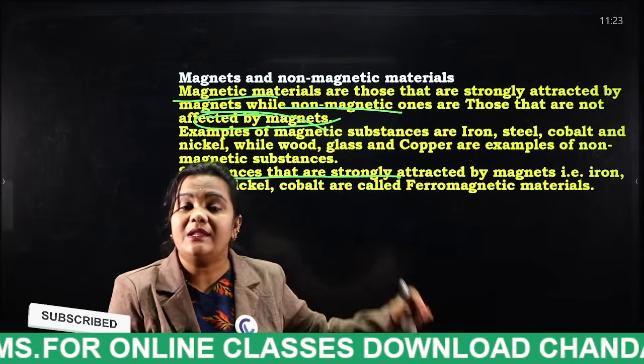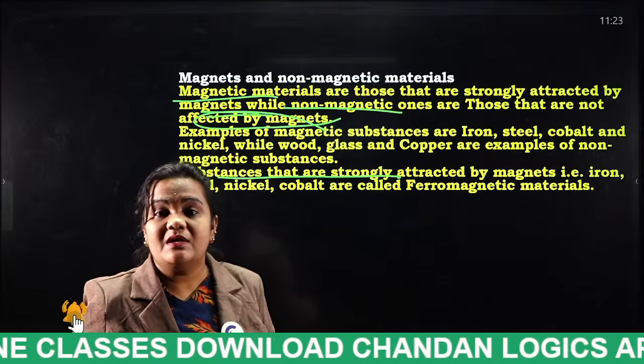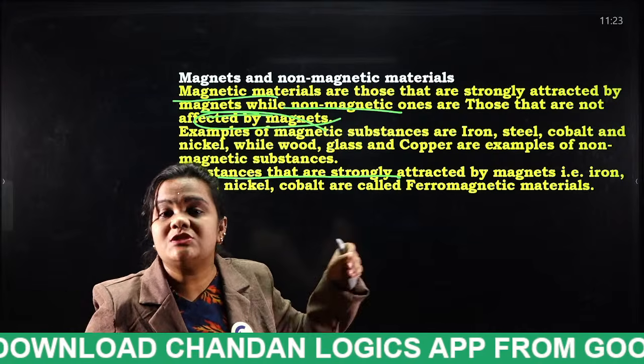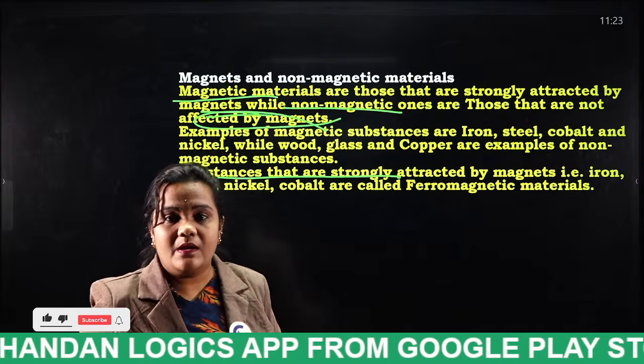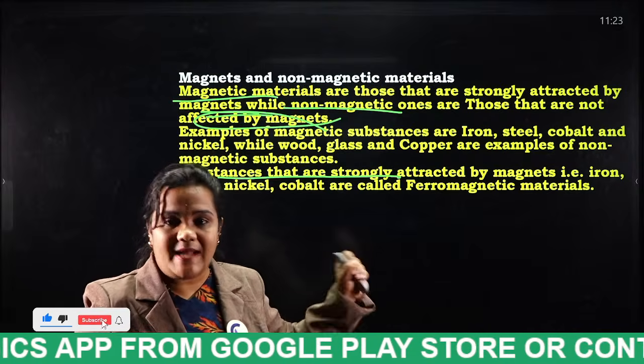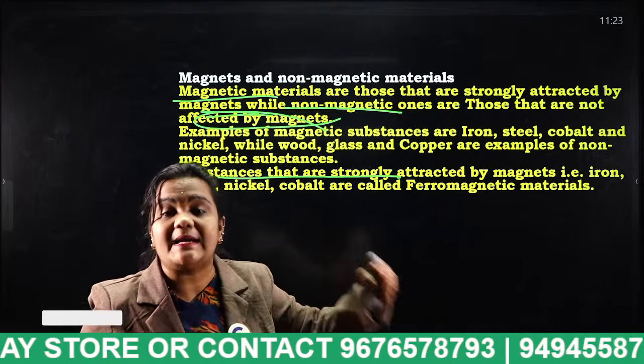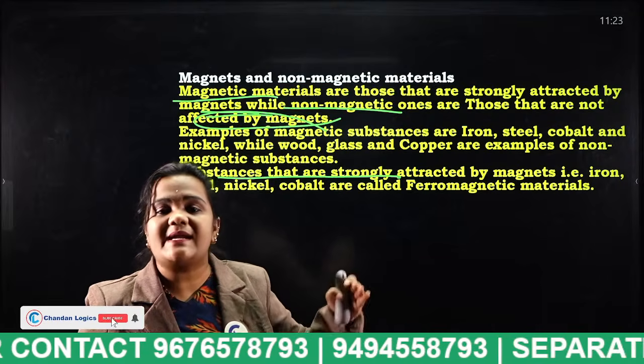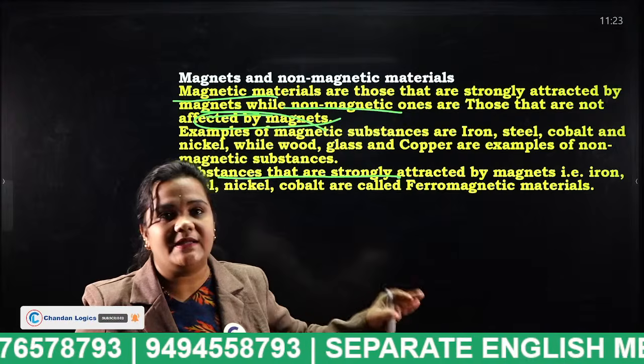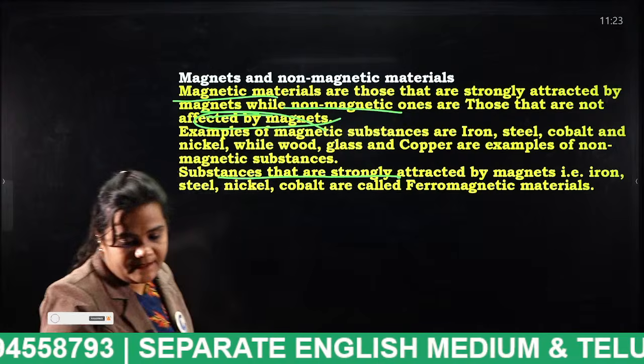Among all the elements present in our universe, which will have the most magnetic power? Iron, nickel, cobalt and steel. Okay. For this purpose, as they are strongly attracted to the magnet, these are considered ferromagnetic materials. Okay. Next.